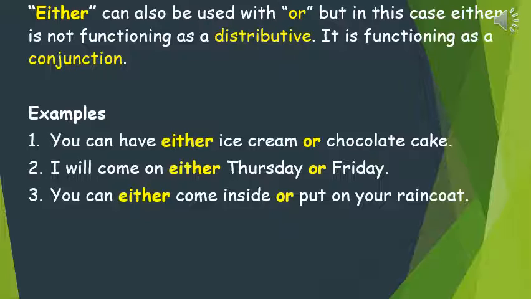For example, you can have either ice cream or chocolate cake. I will come on either Thursday or Friday. You can either come inside or put on your raincoat. This is for choosing between two things.